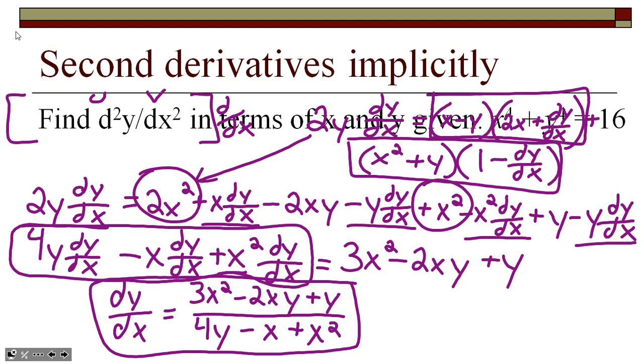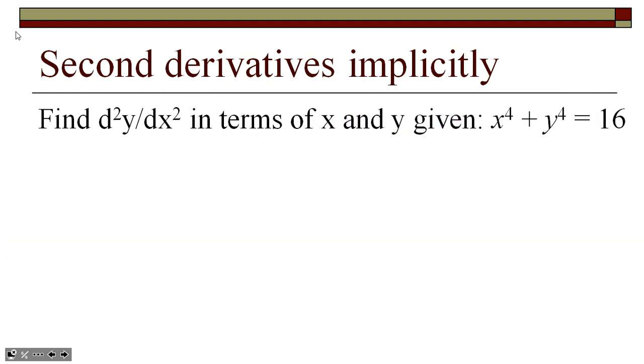Okay, so let's look at second derivatives. Second derivatives can be a little tricky because you're doing this implicitly. So this original function, if we're trying to find d squared y dx squared, we have to find dy dx first. Right? Because the only way to find the second derivative is to take the derivative of the first derivative. So we're going to do that here.